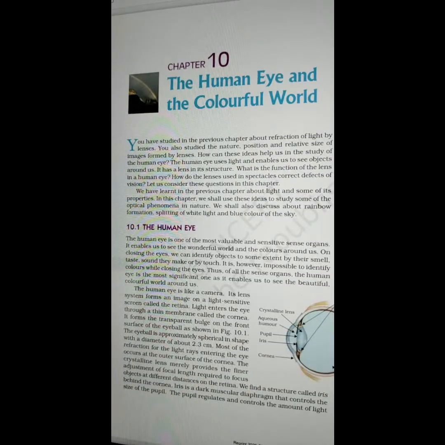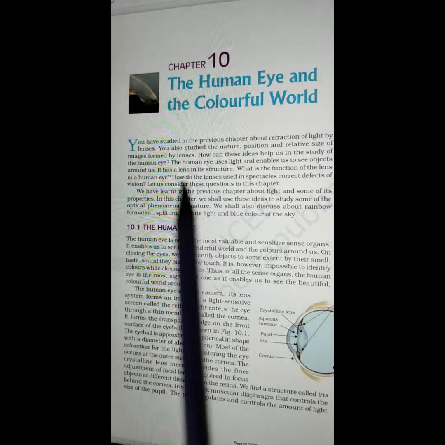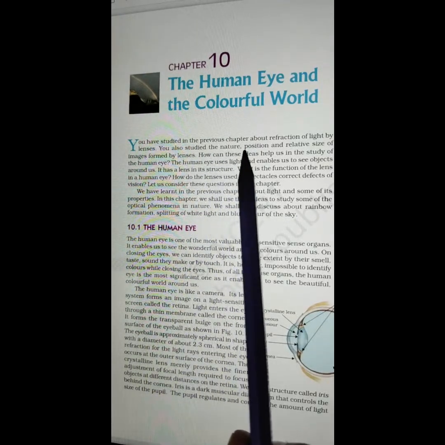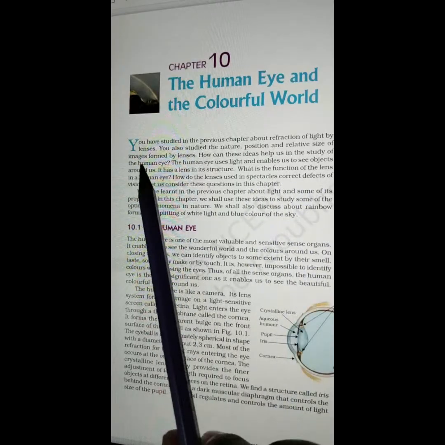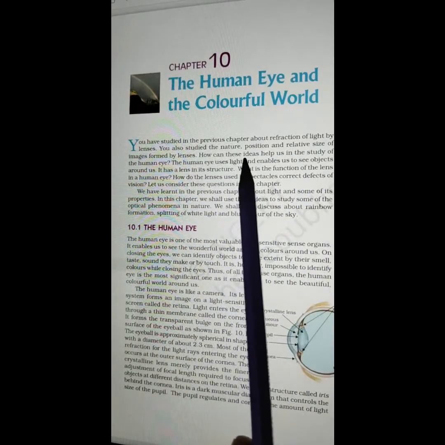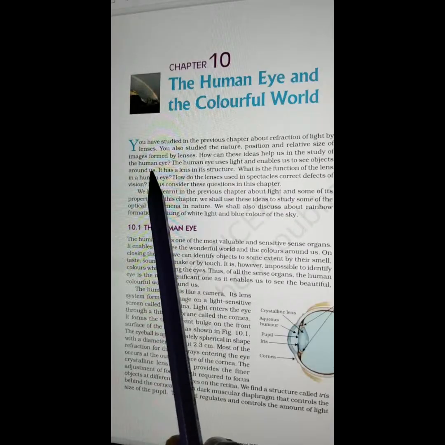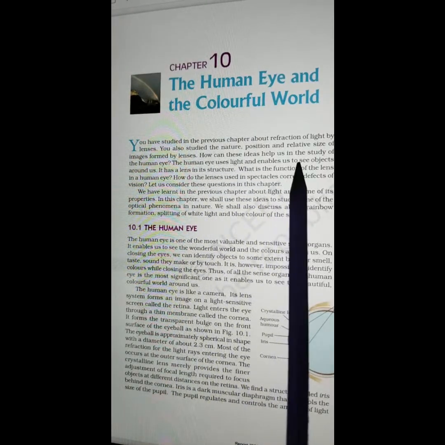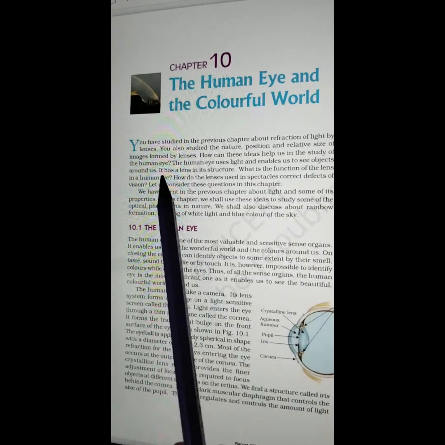Let's begin with the reading of Chapter 10, The Human Eye and the Colorful World of Class 10. You have studied in the previous chapter about refraction of light by lenses. You also studied the nature, position, and relative size of images formed by lenses. How can these ideas help us in the study of the human eye?